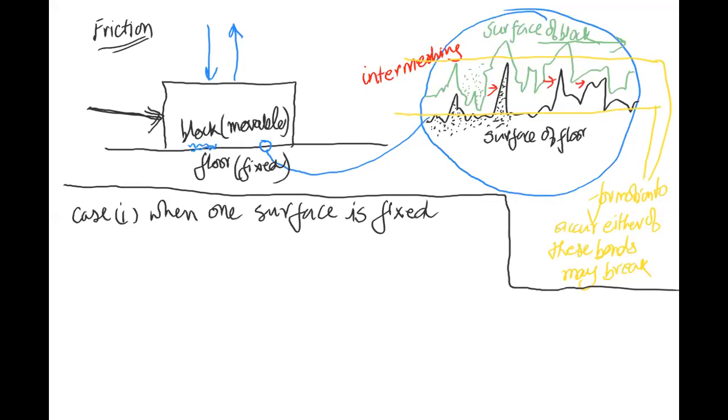Now, when one surface is fixed, then also we will have two scenarios. So the first scenario, जैसा मैंने इसमें डायग्राम में एक्सप्लेन किया, the first scenario is that the block, the movable object, is not moving, or is just about to move, or just moves. Right? ये सारे आपको phrases उसमें प्रॉब्लम्स में आपको मिलेंगे.